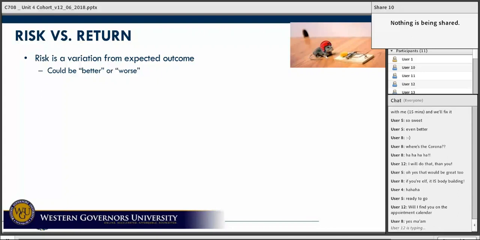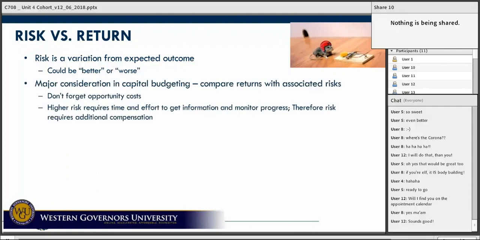So, risk is a variation from expected outcome. It could be better or it could be worse. If we get something different than what we predicted, that's technically risk. Risk is a major consideration in capital budgeting, where we compare the returns with the associated risks. Remember, we have to calculate opportunity costs, and investments of higher risk require extra time and effort to get information, to research it better and monitor the progress. Therefore, risk requires additional compensation.